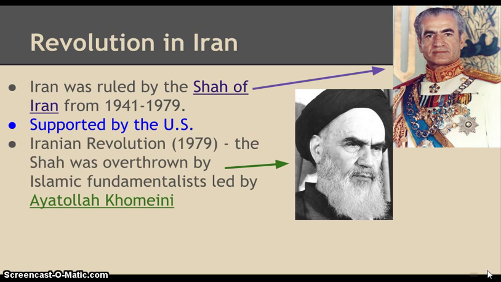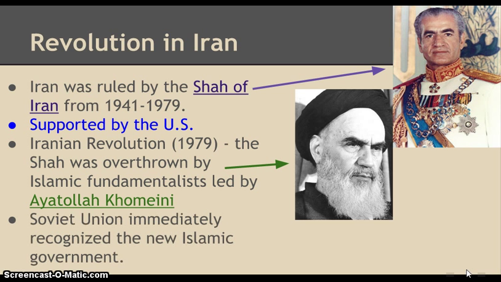And then in the Iranian Revolution of 1979, he gets overthrown by Islamic fundamentalists, meaning they're deeply religious. They believe everything that's in the Quran is true. All right, who are going to be led by Ayatollah Khomeini, and this is him here. So the Shah actually leaves and goes to the United States, and the Ayatollah is now one of the leaders of Iran, because it's actually going to be a group of religious clerics. Right, and the Soviet Union is going to be quick to recognize this new Islamic government and the new Islamic nation.